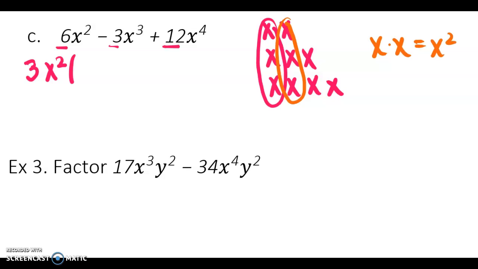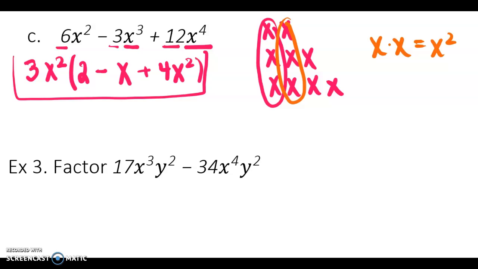Alright, and then let's finish this up. So again, this is like division. So 6 divided by 3, that leaves you a 2. And then you took out all those x's, so you're just left with the 2. Negative 3 divided by 3 is negative 1. And then if you take out 2 x's from here, you're left with just 1x. 12 divided by 3 is 4. And if you take 2 x's from here, you're left with x squared. And so this would be your factored form.